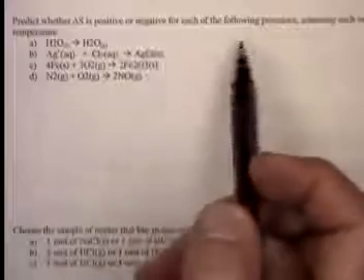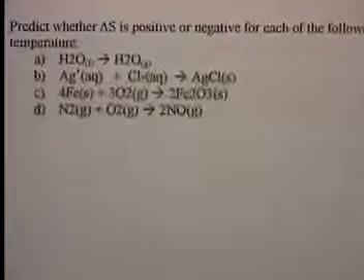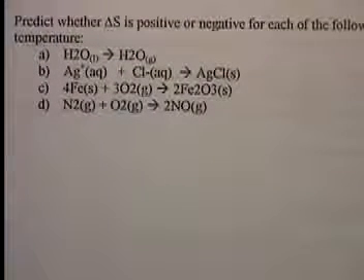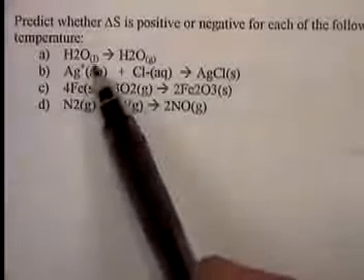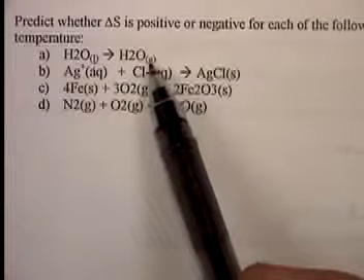If you'll turn the page, there's a few more conceptual questions about predicting what the entropy of a system is. This says, predict whether delta S is positive or negative for each of the following processes, assuming each occurs at a constant temperature. I'm going to zoom in on these equations a little bit more so we can see the states of matter a little bit better. And if you take a look at letter A, notice that we're going from a liquid H2O to a gaseous H2O.